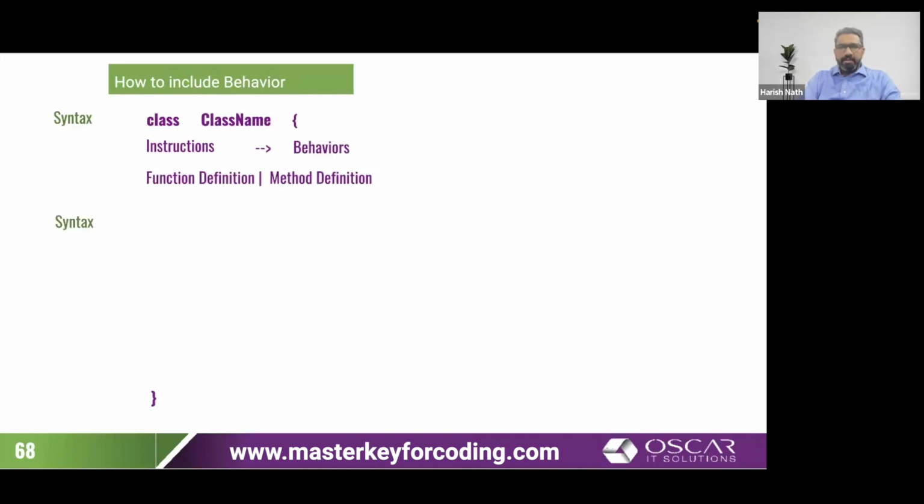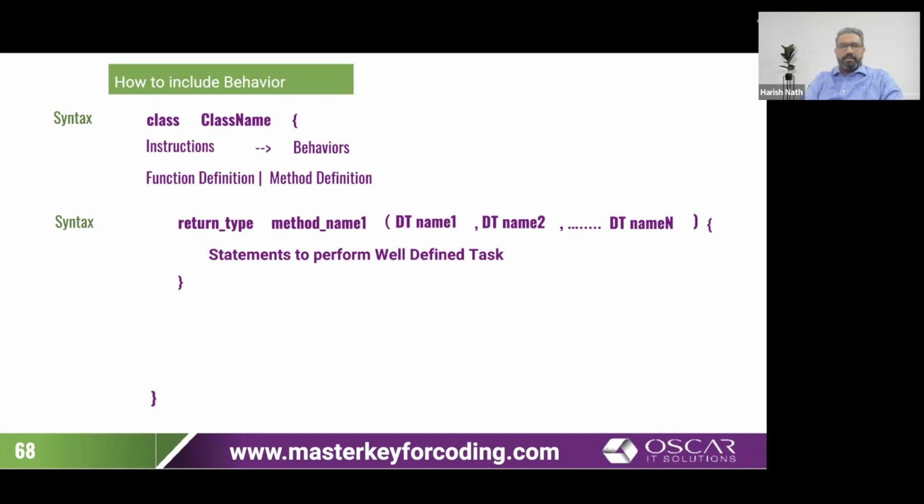I'm not elaborating on instructions here. We will be focusing more on the instructions part, behaviors, not the features part. I'm not going to touch features because it is already there. So in the interest of time, I would like to focus only on the instruction part. So how do we write a method in a language? Return type, method name, list and sequence of input declarations separated by commas, enclosed in parentheses, header part is done. Followed by that, we have the body that consists of statements to perform well-defined tasks.